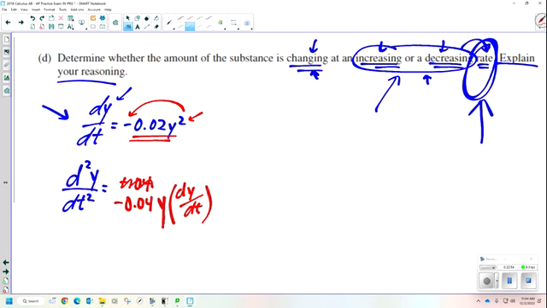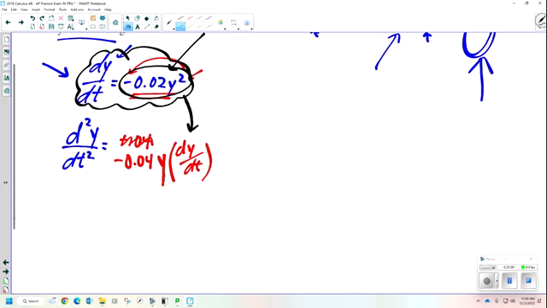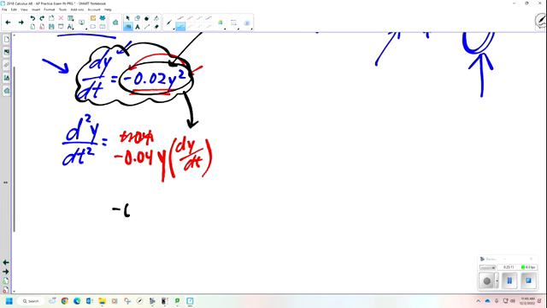Now, what is dy/dt? They give us dy/dt here. I've got to substitute this value in for dy/dt. So let's scroll down here. So you have negative 0.04y times negative 0.02y squared. Well, y times y squared is y cubed.